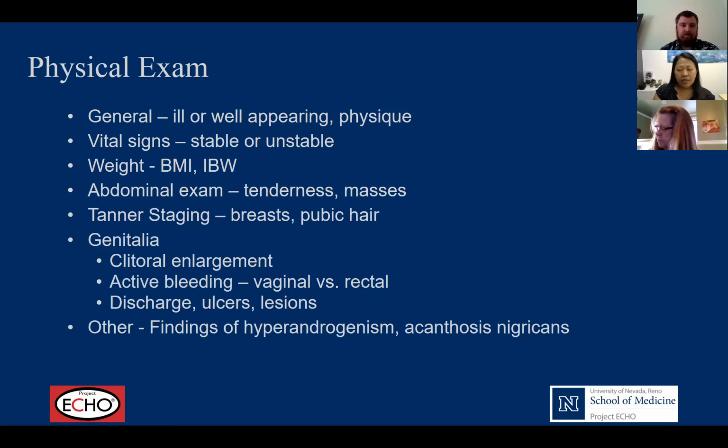Then you want to go into Tanner staging. And then when you go into the gynecological exam, for the vast majority of girls that have menstrual issues, you do not have to do a speculum exam. At the very least, you should do an external genitalia exam, because that will give you some information, but not everybody needs a speculum exam, and more often than not, they don't need one unless they have had sexual experiences. And then as you're going through your exam, looking for other things like signs of hyperandrogenism and signs of insulin resistance, like acanthosis nigricans, can help with your differential.